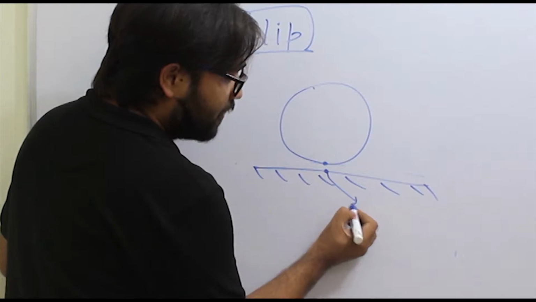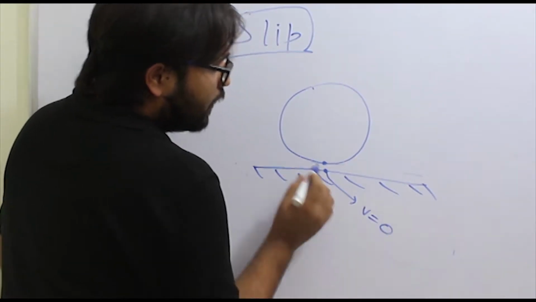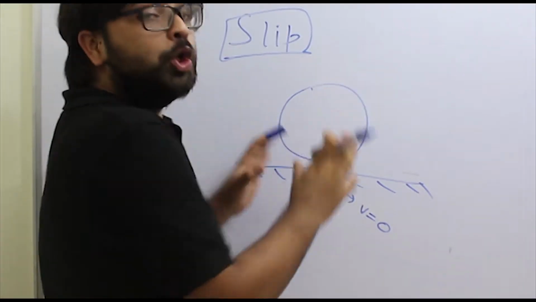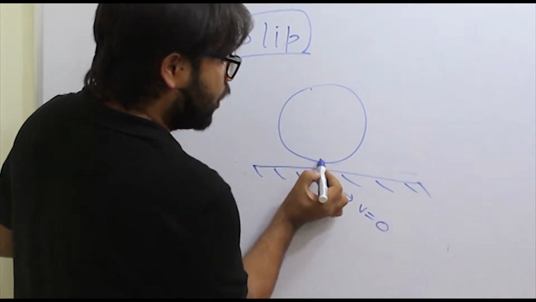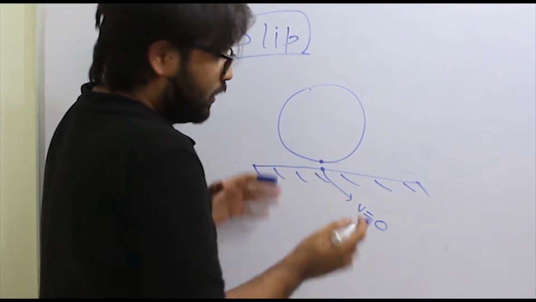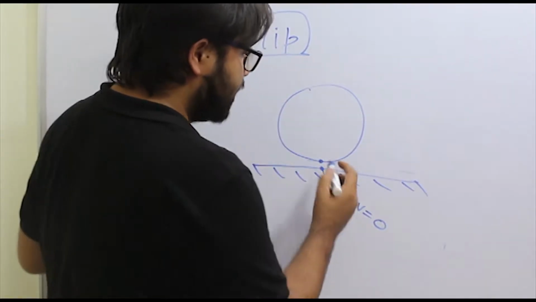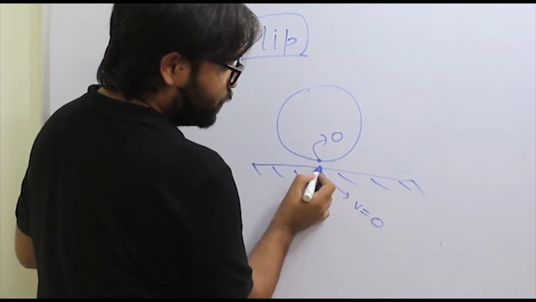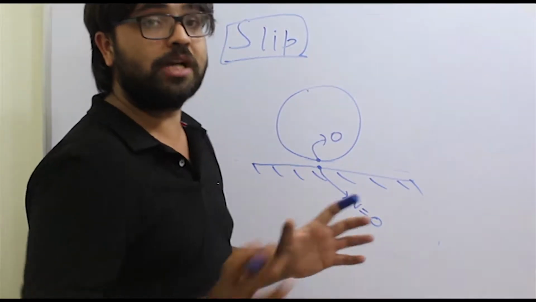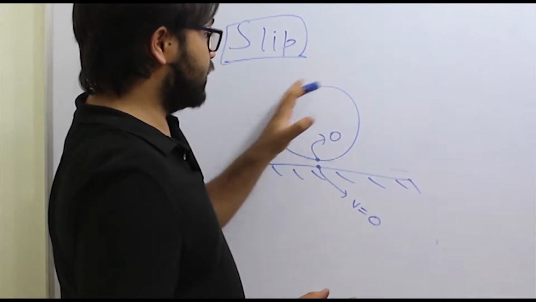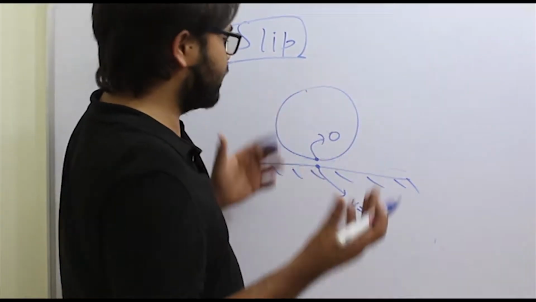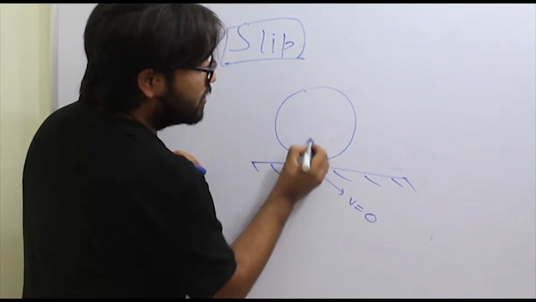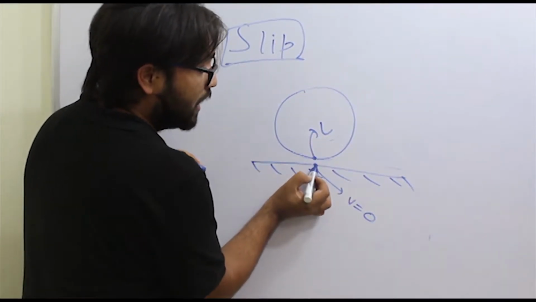If this point is having a velocity of 0, then for this object to not slip over the ground, what should be the velocity of this point? The velocity of this point should be 0, right? Then if the velocity of this point is also 0 and the velocity of the ground point is also 0, it means these two things are not slipping over each other, or we can say that this disc or sphere or ring or whatever is not slipping over the ground. But if the net velocity of this point is somehow v, it means that these two things are slipping.